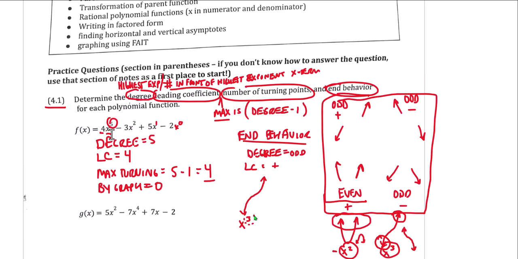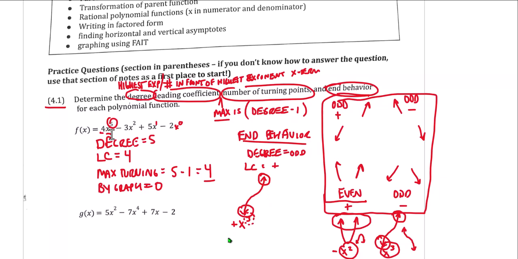The x cubed, the 3 is odd. There is a positive coefficient here, positive 1. So we know that the two ends of the graph are going to leave at opposite ends, one going down, one going up, and the left half will go down and the right half will go up.